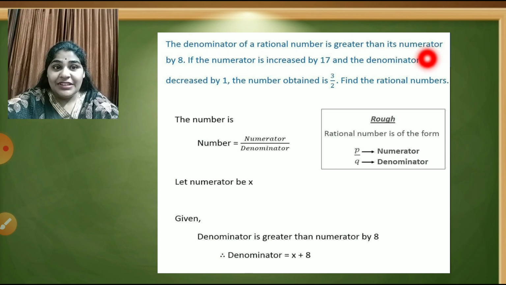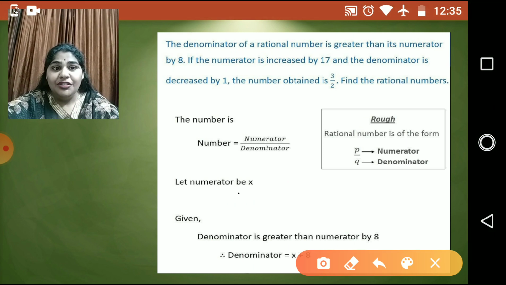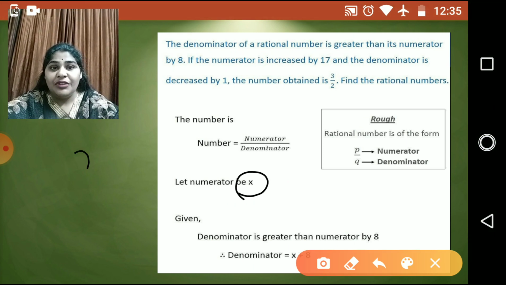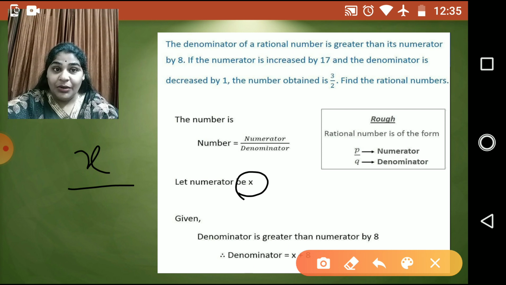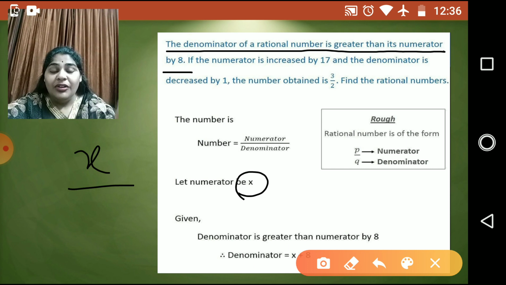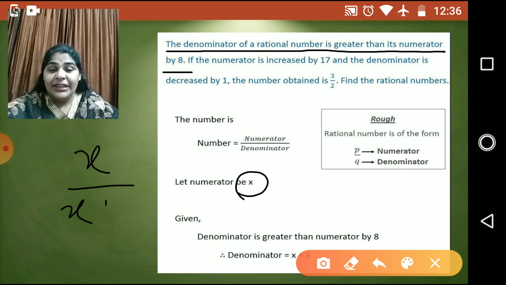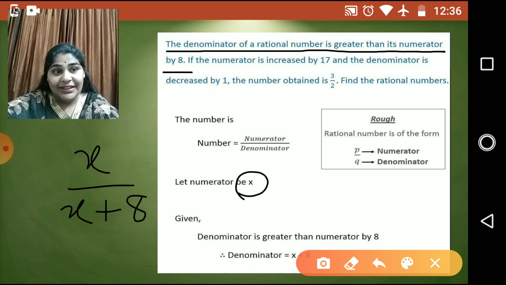So obviously first we will take numerator as x. Now you can see here numerator as x. So if I have taken x in the numerator, what it is telling the condition about the denominator, that the denominator of rational number is greater than its numerator by 8. So obviously denominator will be greater than numerator by 8, that is x plus 8. I hope this is clear.